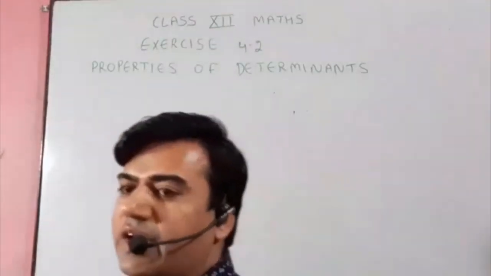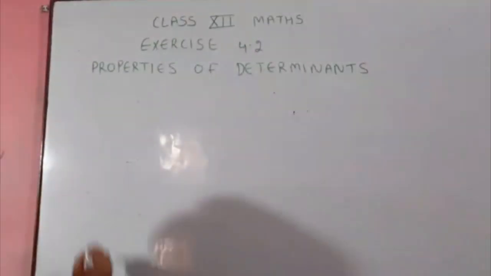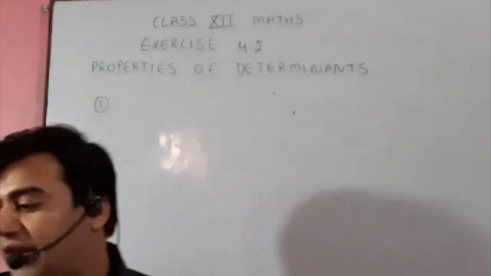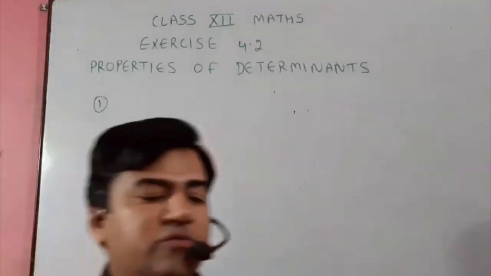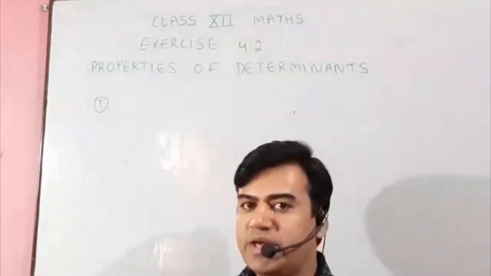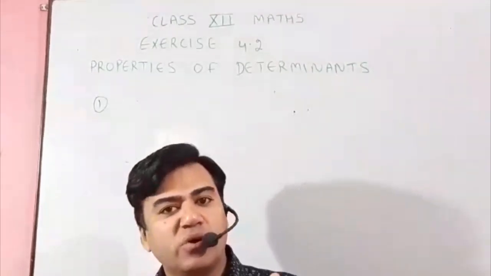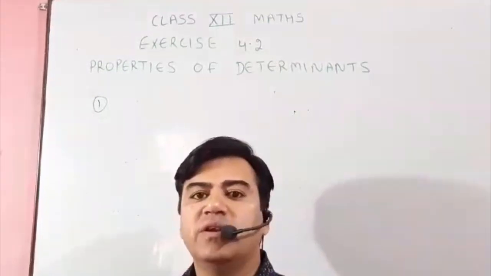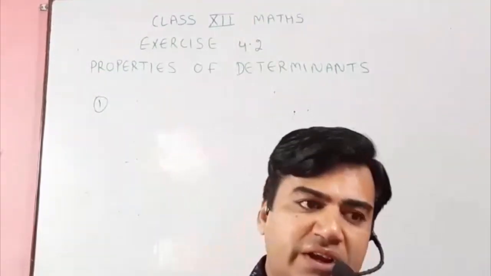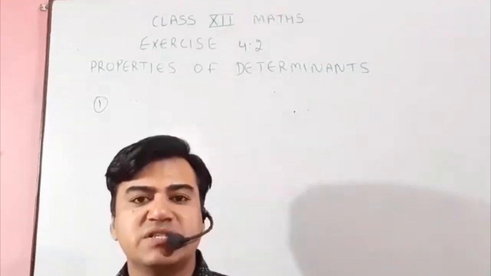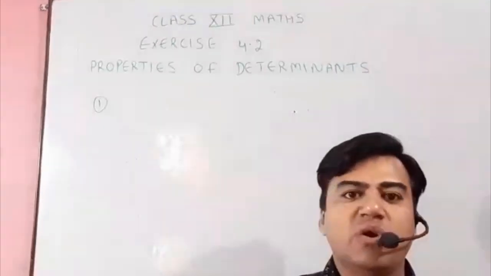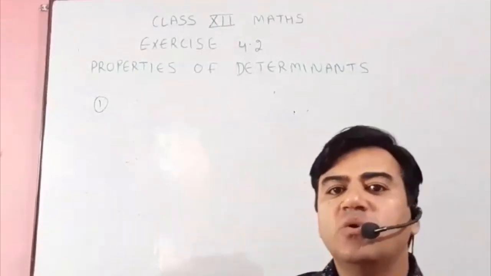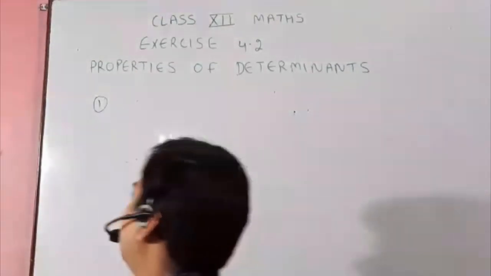There are some properties for determinant. The first property is: the value of a determinant remains unchanged if rows are changed into columns and columns into rows. Listen again. The value of a determinant remains unchanged if rows are changed into columns and columns are changed into rows. Let us take an example.